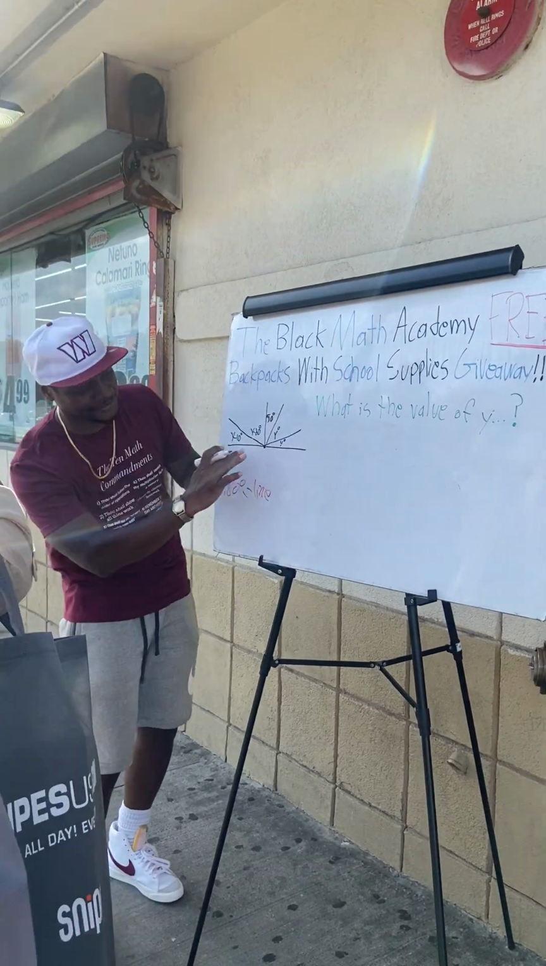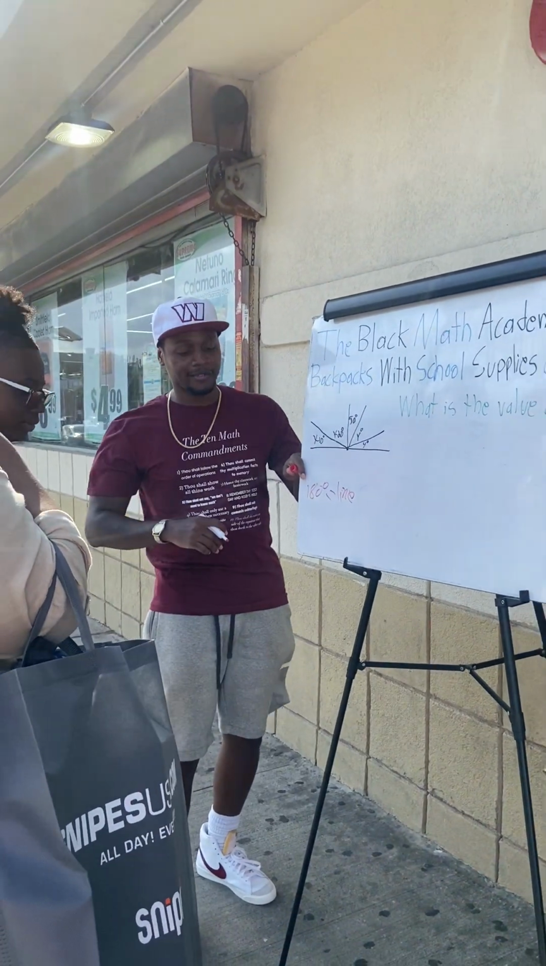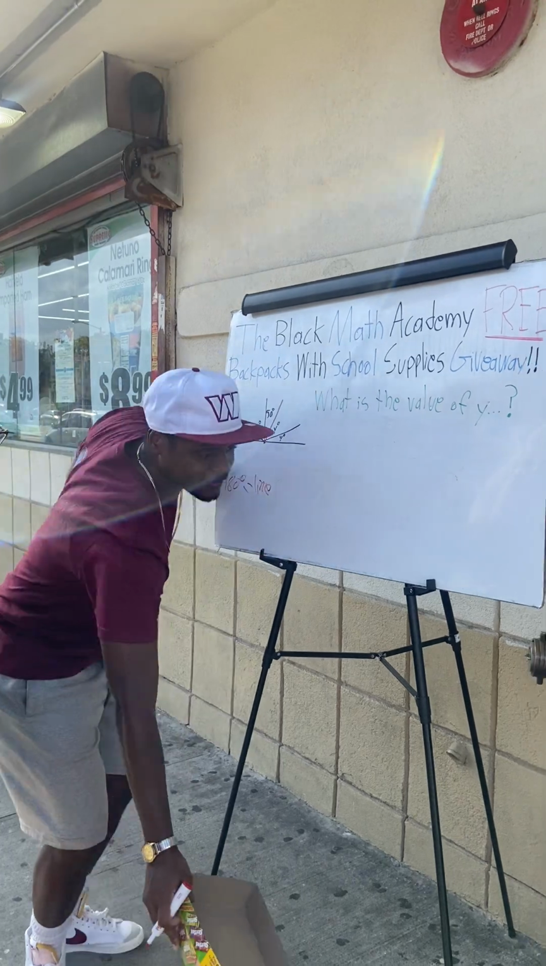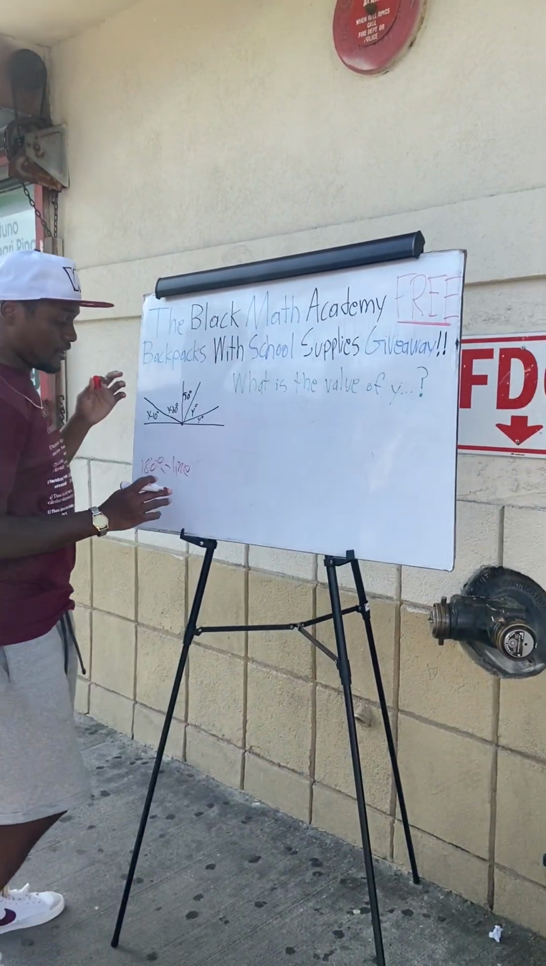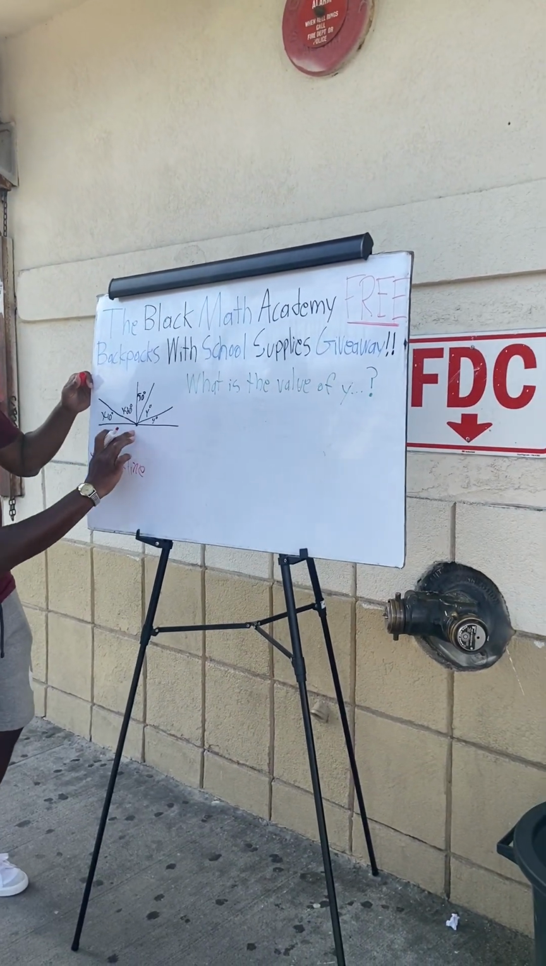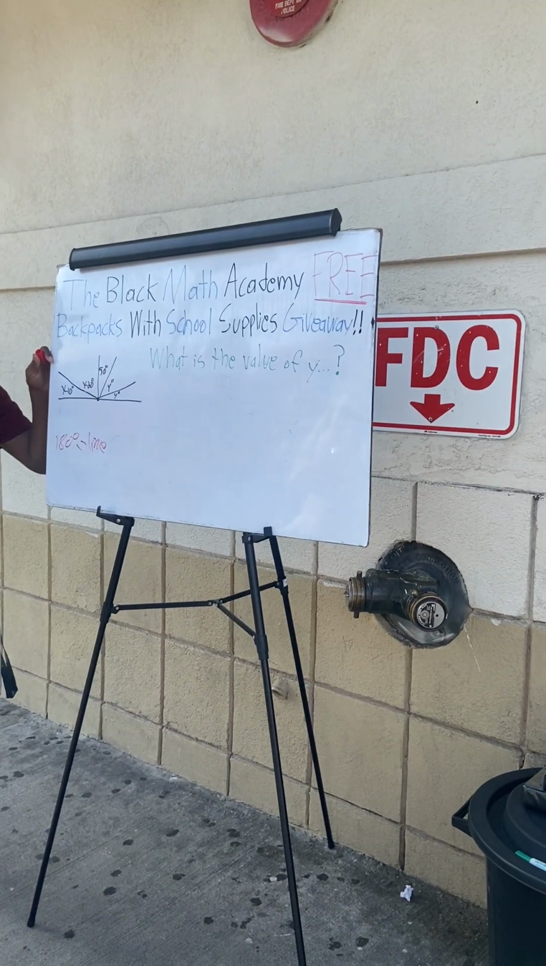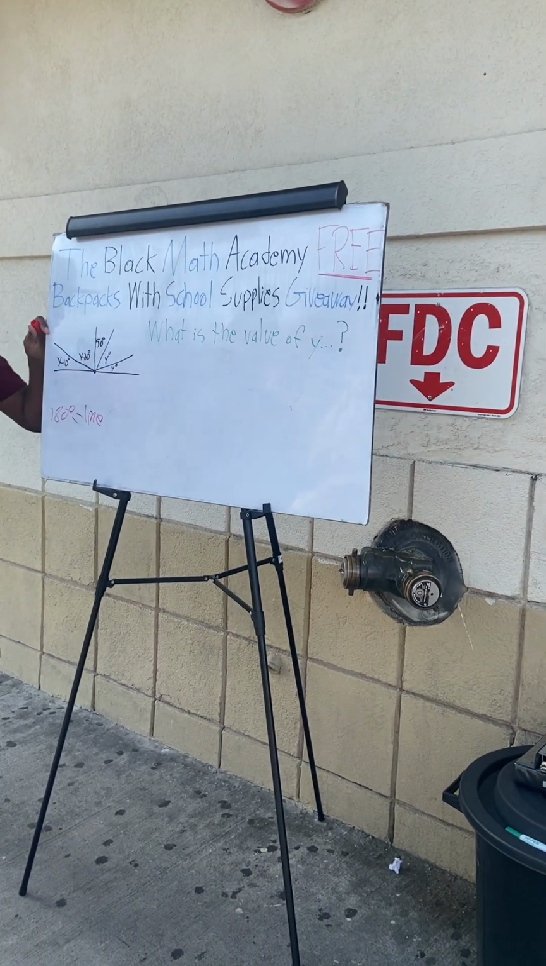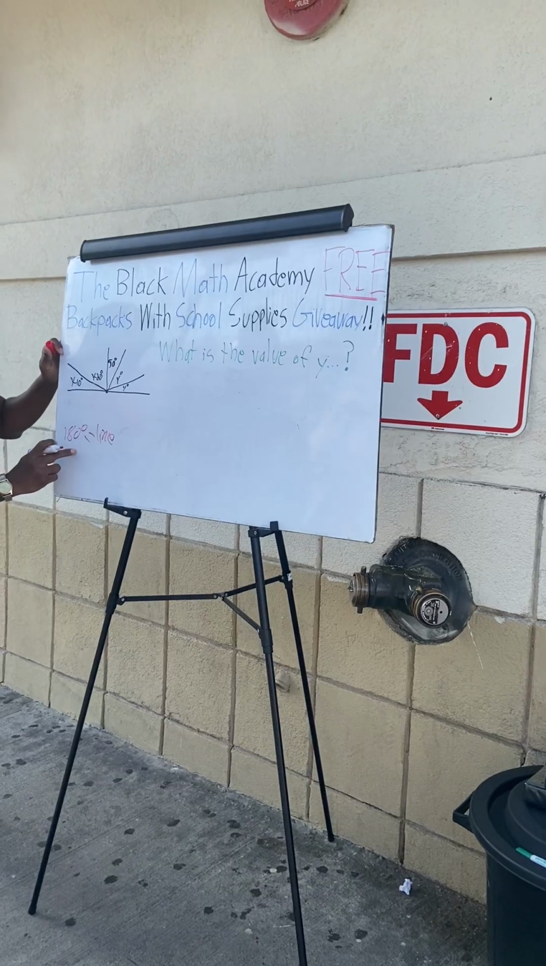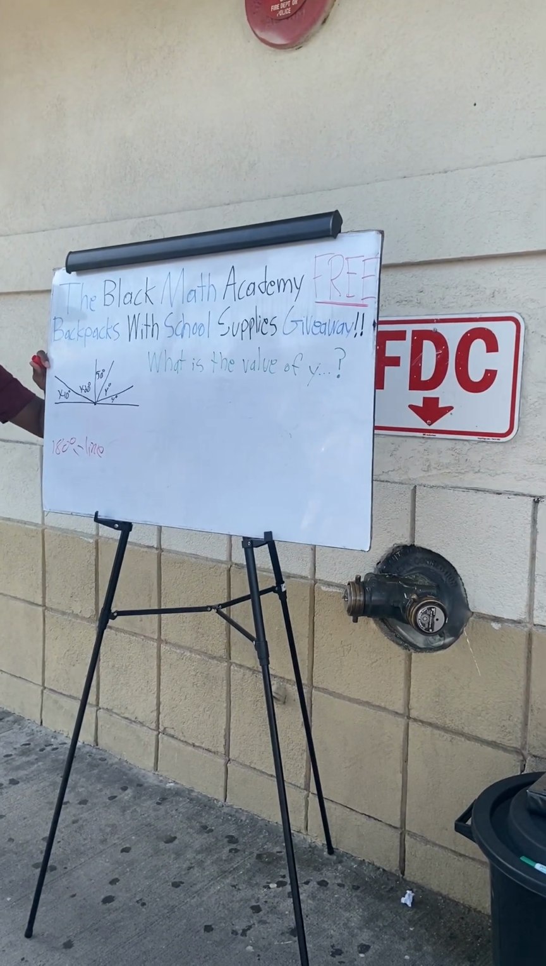All lines are straight. They measure 180 degrees. Okay, so we know that this line itself is 180. So all we have to do is take each of these values, add them up, set it equal to 180 because we know it has to be equal.